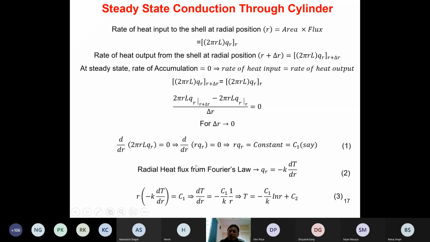Now if we integrate this equation with respect to R, what we get is r q_r equals a constant, and let's say this constant is C1. So r q_r equals C1. This is equation number 1. Now here q_r is nothing but the heat flux. Remember, the heat flux q_r we can obtain from Fourier's law of heat conduction. So q_r can be given as minus k dT by dr, where k is the thermal conductivity of the cylindrical material we are looking at, and dT by dr is the temperature gradient. So we can put q_r equals minus k dT by dr in equation number 1 and simplify.